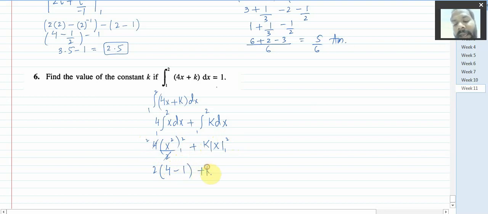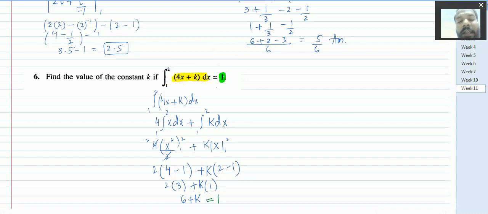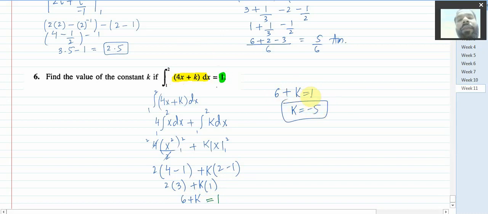Similarly, k: the upper limit is 2 and the lower limit is 1, so it's 2, 4 minus 1 is 3, plus k, 2 minus 1 is 1, so it's 6 plus k. Now the integrated part is equal to 1, and we need to apply the same. So we have 6 plus k is equal to 1, which implies that k equals -5, and that is your answer. So that is an introduction regarding the word problems, you can say that.